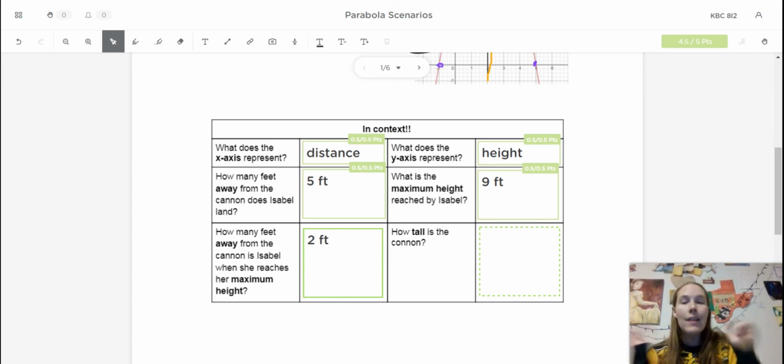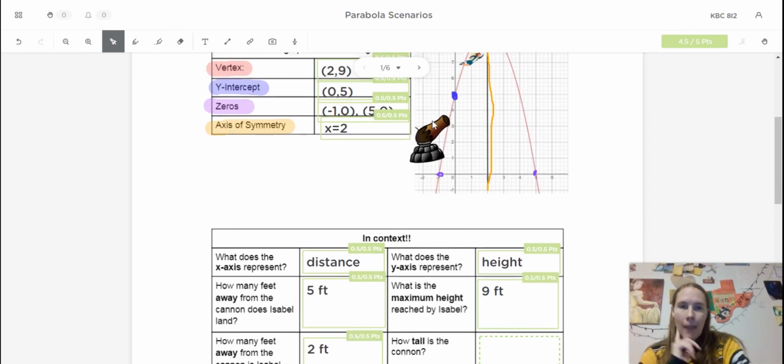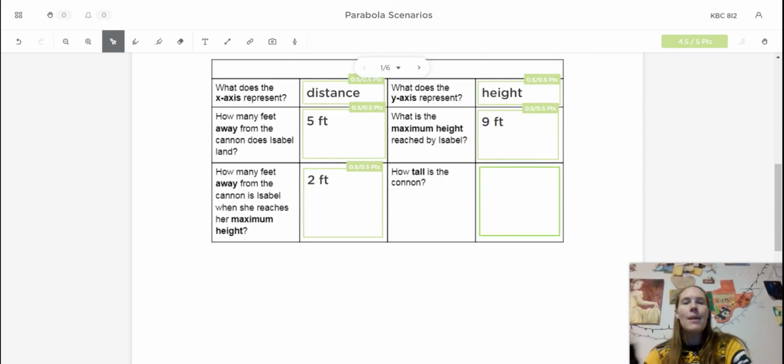Then, the very last thing, how tall is the cannon? Well, I go look at my cannon here. All right, it starts here. This is my starting point, my y-intercept. And we already said our y-intercept was (0, 5). So that means my cannon is 5 feet.